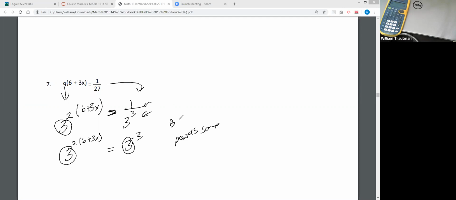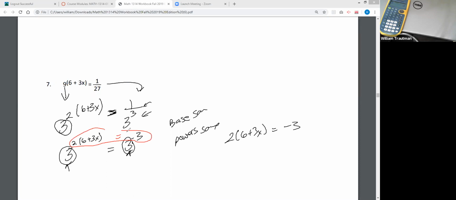The bases are the same. These bases are the same. The powers should equal each other. 2 times 6 plus 3x should equal the power there, -3. This power needs to equal that power.